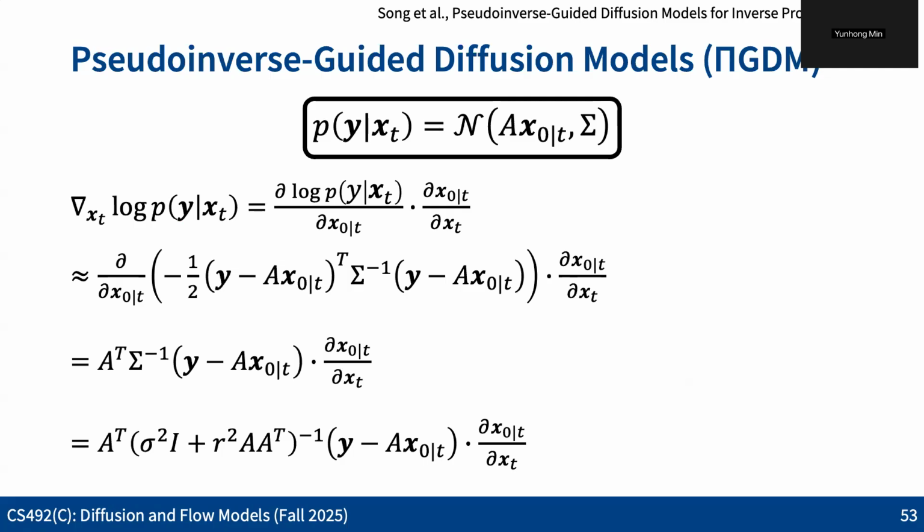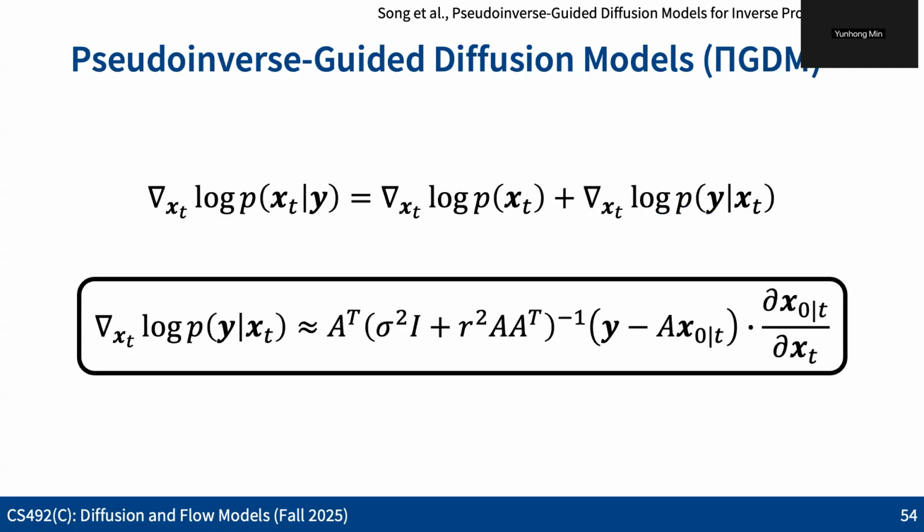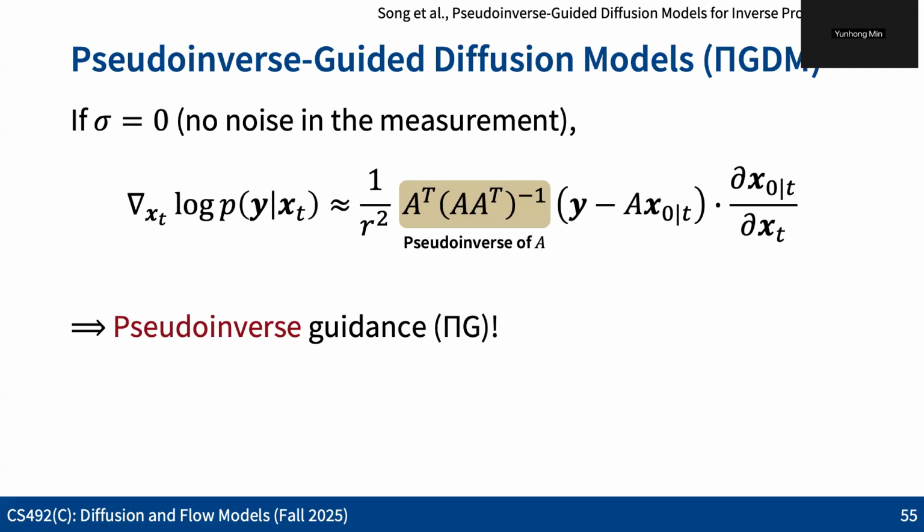Looks quite complicated, but actually this is not very complicated. We can compute this, and so we get this. And here, one more thing is that for many cases, especially super resolution or Gaussian deblurring, there may not be any noise in the measurement. For example, downsampling does not involve any noise, right? For many cases, we can assume that this sigma would be 0. Then the final likelihood score would be this one.